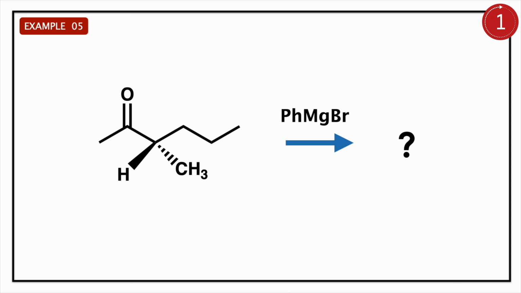Then the next example, the starting material is a ketone, one side methyl group, another side a methyl group, hydrogen above the plane, a long chain propyl is given, phenyl magnesium bromide as the reagent. You should find what will be the final product.